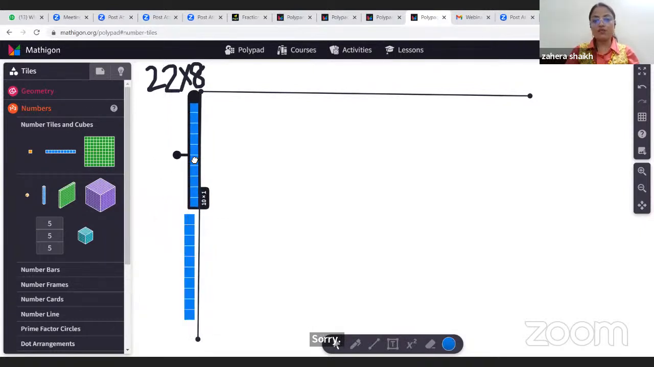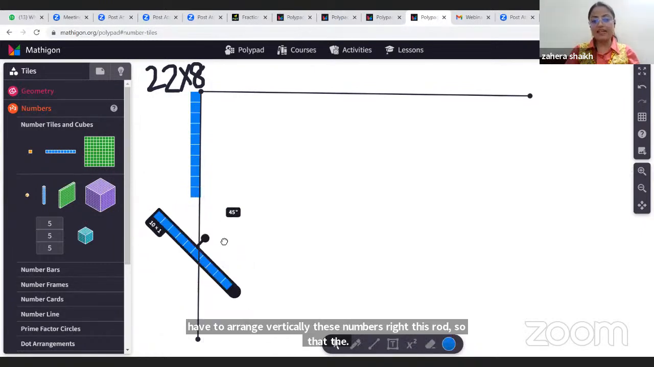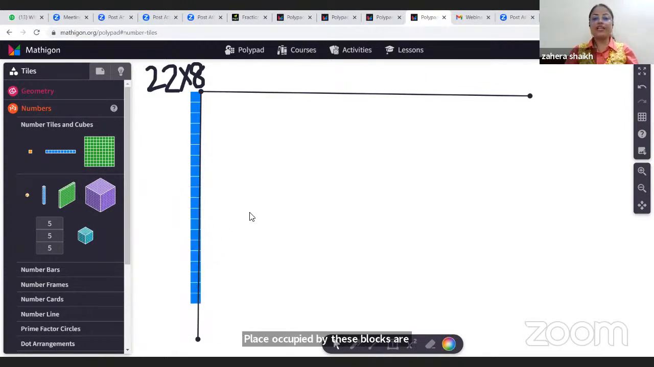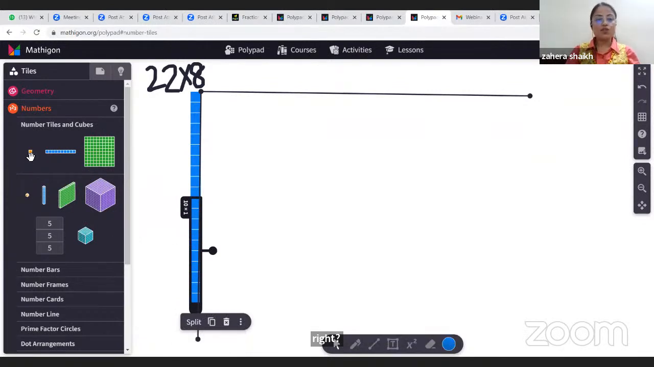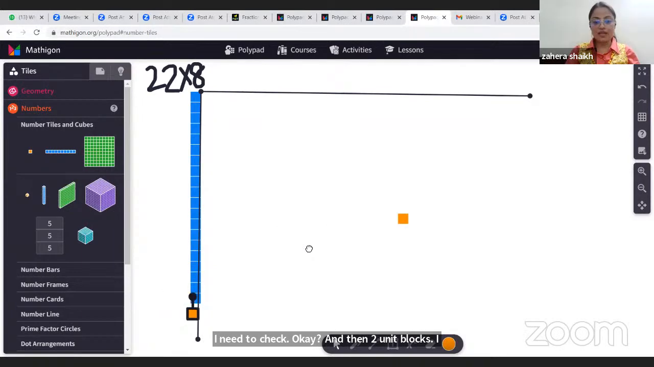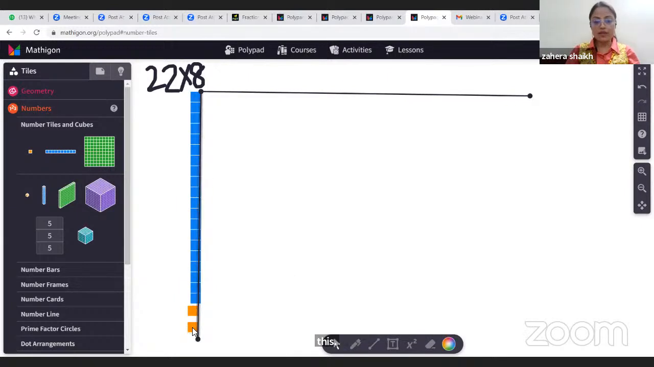I have to arrange these numbers vertically on this rod, so that the place occupied by these blocks is clearly visible to me. I need to check, okay, and then the 2 unit blocks I will place just under this tens tower. Try to place it closely.